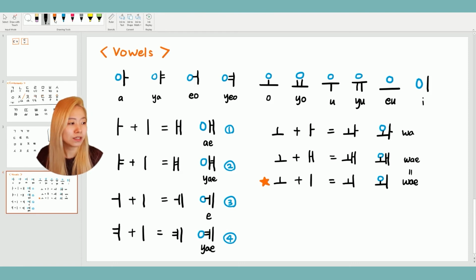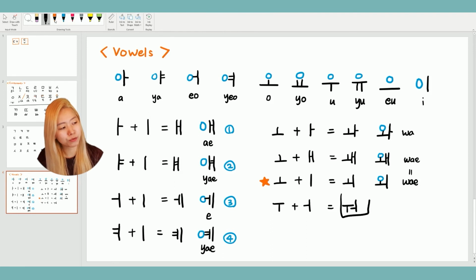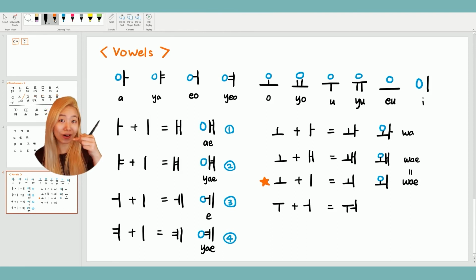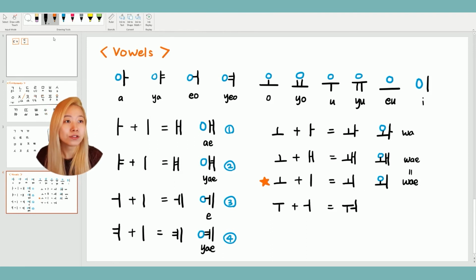Okay. Next one. 우 plus 어. 우 plus 어. And then, yeah, we need to squeeze it so that the 어 sound goes underneath a little, right? So 우 plus 어, start from 우, end with 어. 우, 어, 워. All right. Next one.